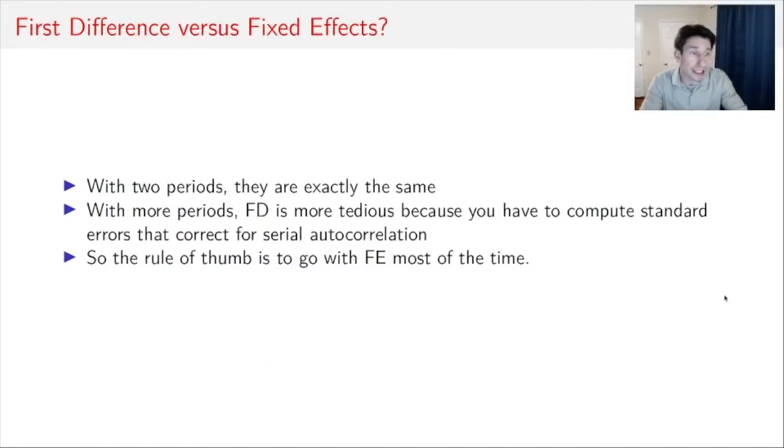So importantly here, what's happening is that with two periods, first difference and fixed effects are exactly the same. We saw with the equations that they actually give us the same beta. They are two equivalent specifications. Now, with more periods, it's a little bit different. If you have more than two periods, FD is more tedious because you have to compute standard errors that correct for the serial autocorrelation, and you don't have to worry about that with FE, with fixed effects. And so the rule of thumb is that usually people will prefer to go with fixed effects.